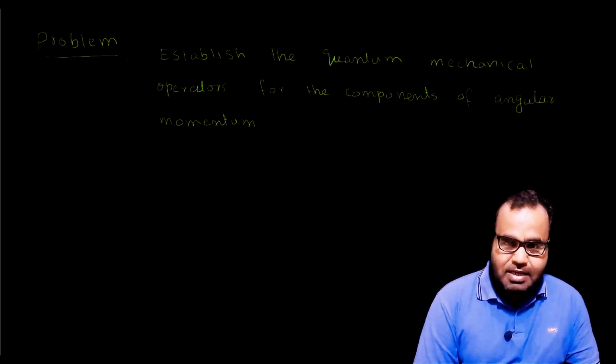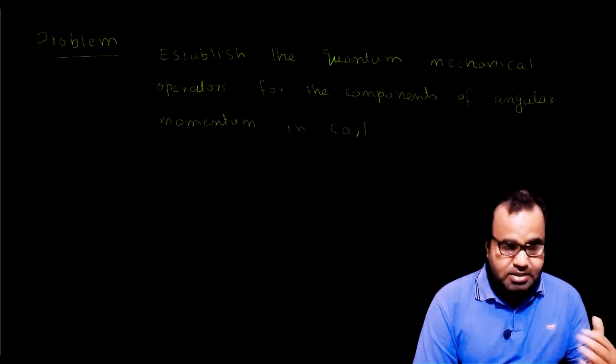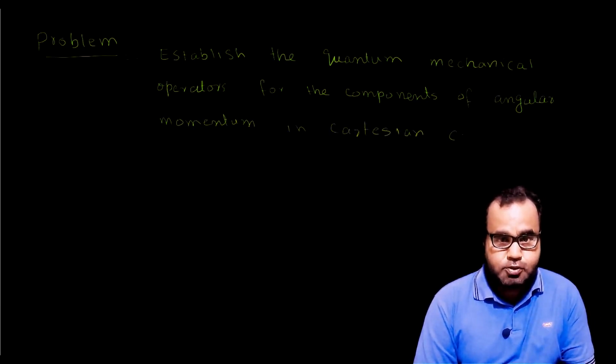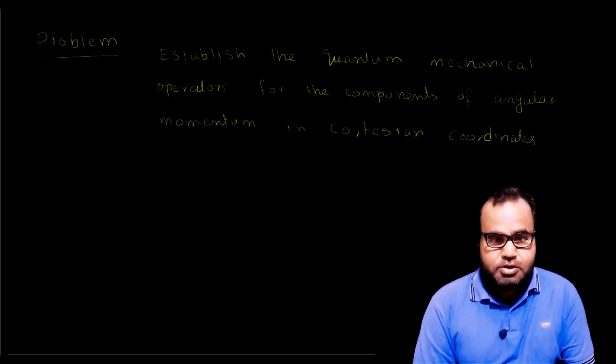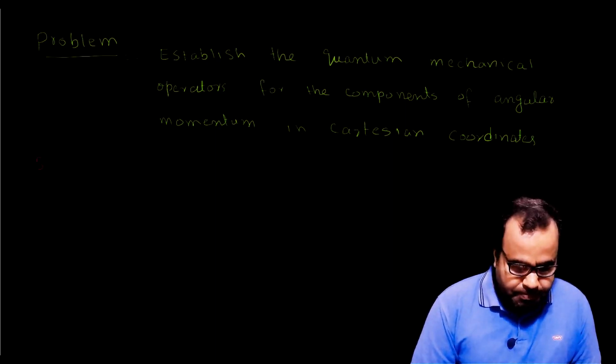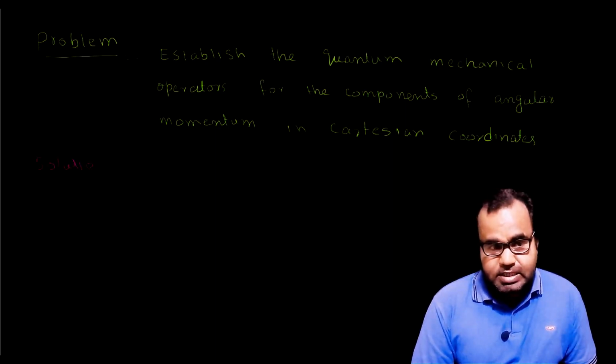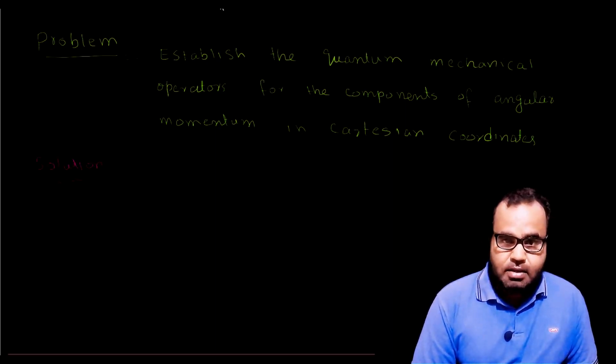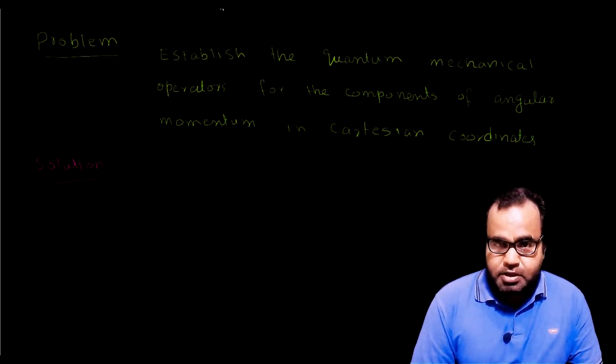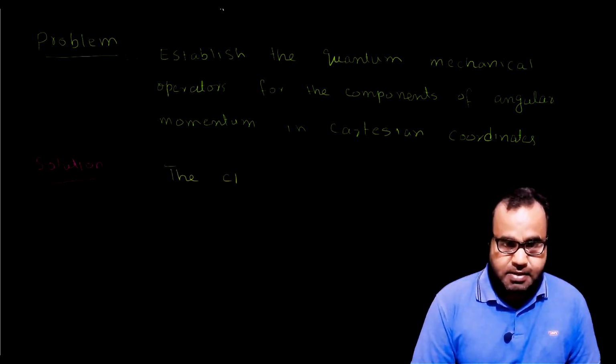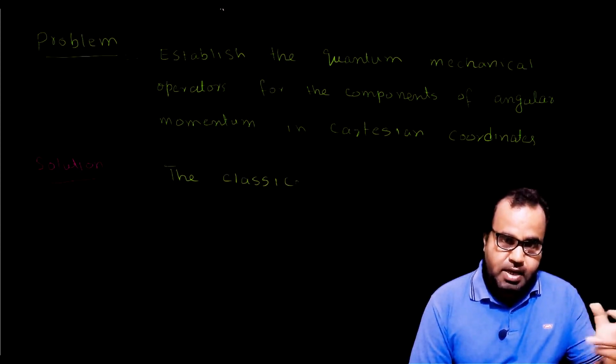So quantum mechanical operator means that, just like a differential equation is also an operator, it may be a partial differential equation or an ordinary differential equation. These are two operators. Okay. So when we talk about Cartesian, it means that we want to find the operators of angular momentum in x, y and z direction.